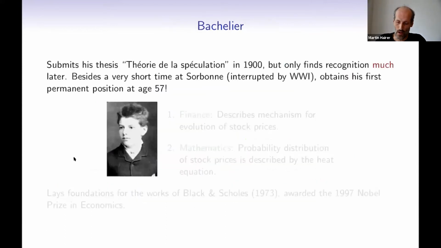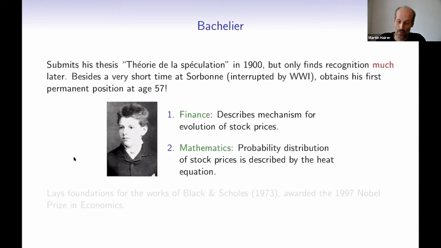Now, interestingly, around the same time, just a little bit earlier, Bachelier, who was a young probabilist in Paris, submits his thesis called Théorie de la spéculation, where he was interested in the evolution of asset prices, like stock prices on the stock market. At first, he didn't actually find much recognition for his work, at least not until very much later. Somehow the probabilists at the time did not have finance as a motivation for a mathematical model.